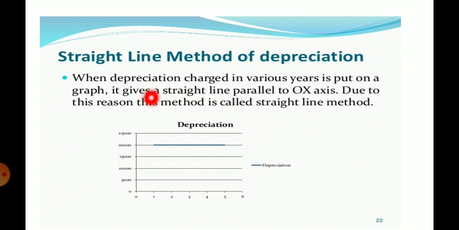When the depreciation charge in the various years is put on a graph, it gives a straight line. That will be OX, right? So due to this reason, this method is called the straight line method. You can see here.